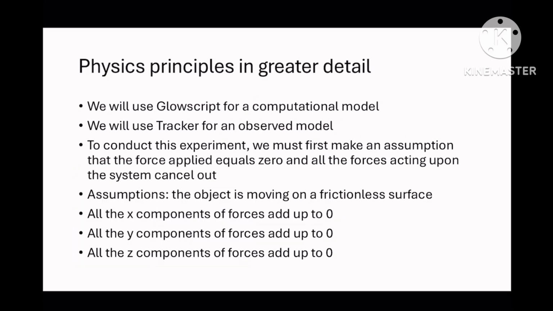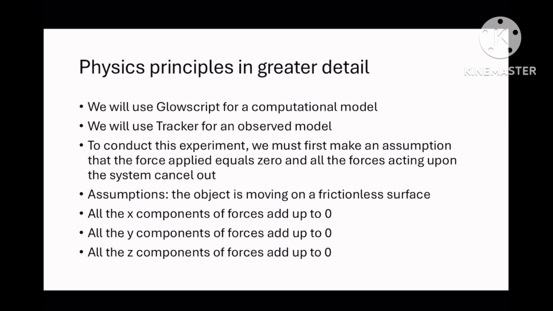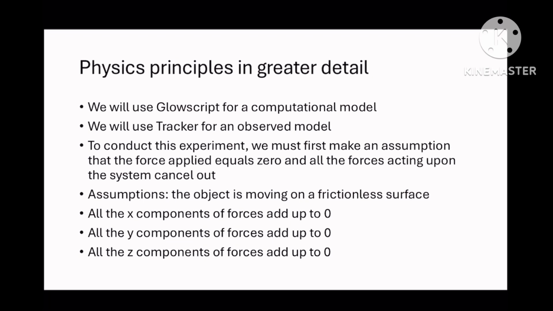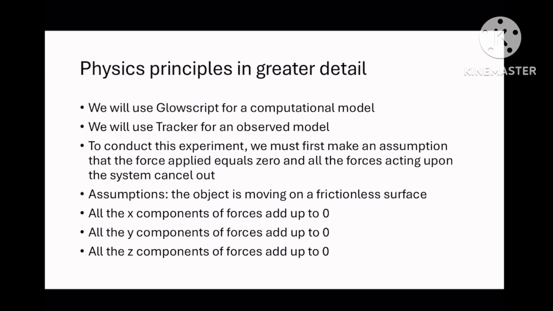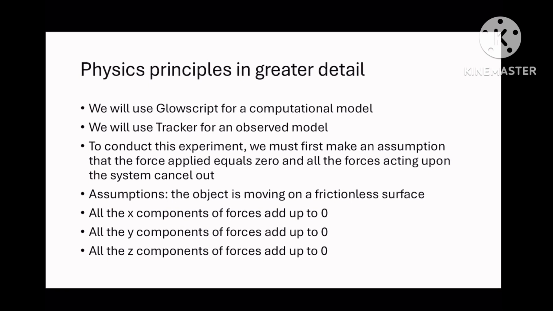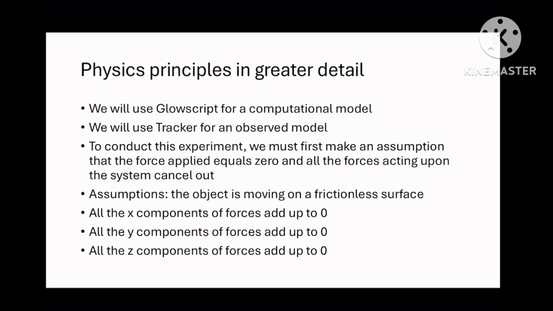Okay, so some physics principles in greater detail. Like I said before, F net will equal 0, so that means the x components, y components, and z components of forces will equal 0 and all cancel out. And some assumptions we'll have to make is that the object is moving on a frictionless surface.